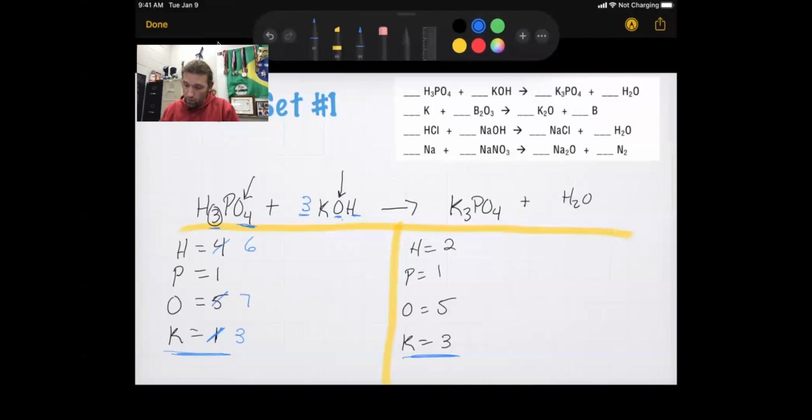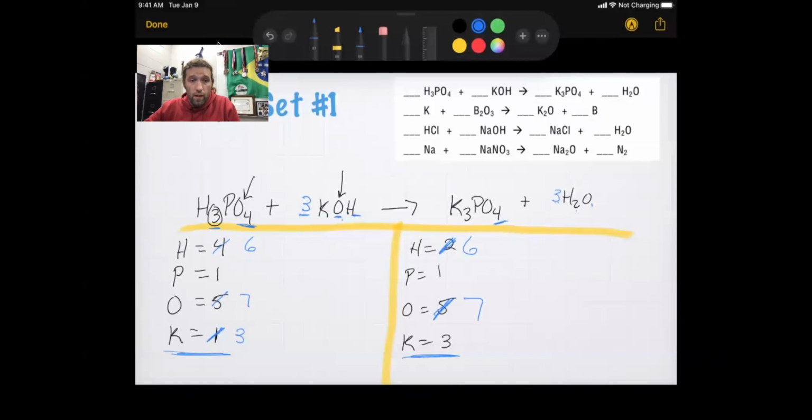And can we do that with just the water? Let's find out. So we need 6 total hydrogens. So if I multiply the water by 3 over here, 3 times 2 is 6. So that balances me out there. And then 3 times 1 for the oxygen would be 3 plus the 4 there. That gives me 7. So now when I look at this equation, I have 6 hydrogens on each side, 1 phosphorus on each side, 7 oxygens on each side, and 3 potassiums on each side.